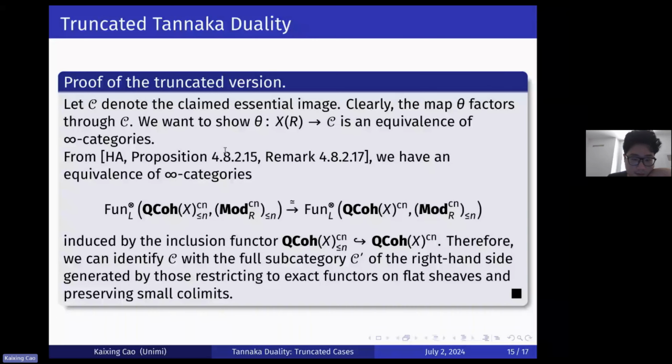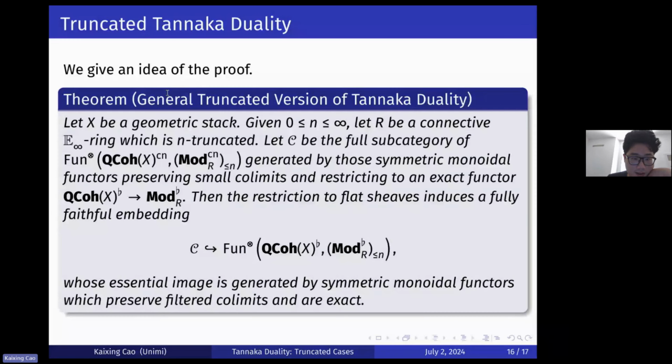Now what's left in our most general truncated version of the Tannaka duality is to study the restriction functor from the connected part to the flat part. Its proof is very technical. I will just give some idea of the proof.